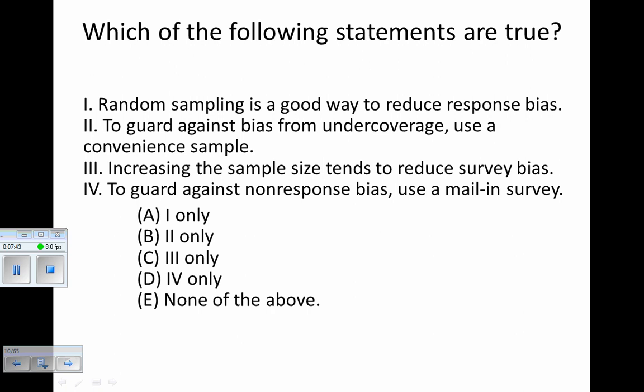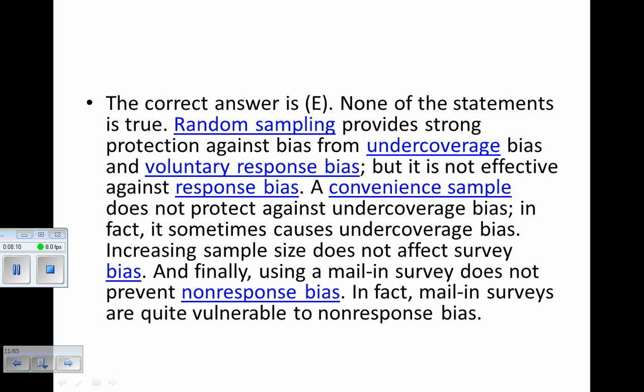All right, so let's look at these. Which of the following statements are true? 1, random sampling is a good way to reduce response bias. 2, to guard against bias from undercoverage, use a convenience sample. 3, increasing the sample size tends to reduce survey bias. And 4, to guard against non-response bias, use a mail-in survey. All right. So none of the statements are true.